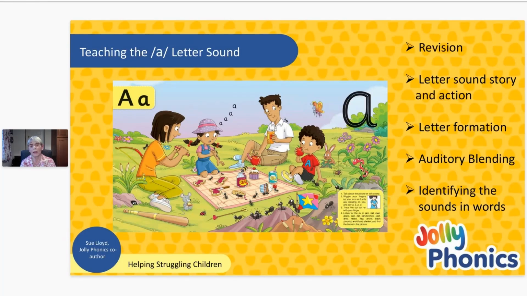The formation, they get it correctly. If you can get them to form it with their finger in the air, that's very good. Auditory blending again, you know, can you see the a-k-e? And hopefully get cake. And then the identifying of the sounds in words, you know, so can you hear an ah in ant? Is there an ah in dad? You might hear that, so it's in the middle. So again, tuning them in carefully. So the idea is that they should know this, and now they've got the ah.